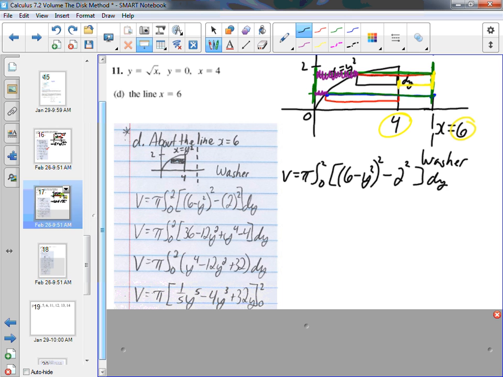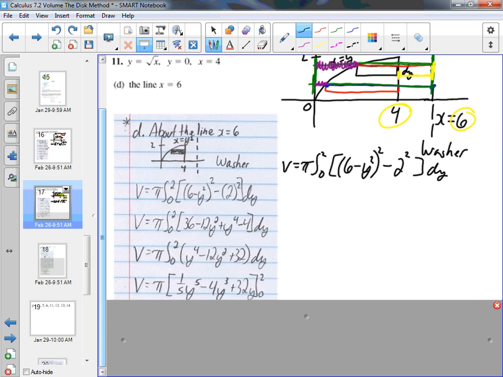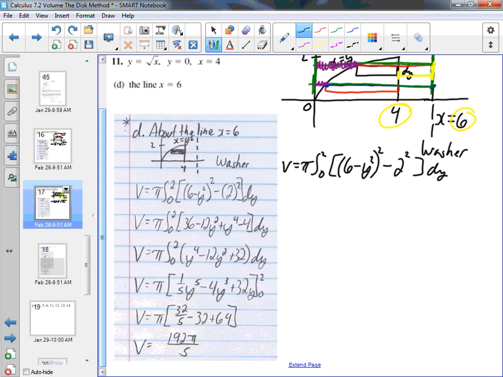All right, so we get pi times then 1/5 y to the 5th minus 4y cubed plus 32y. Fortunately, when we evaluate for 0, we get a 0, so that means really all we got to do is worry about evaluating for the 2. So that's pi on the outside still, 32/5 minus 32 plus 64. And evaluate for y, but it's a 0. And so use your calculator to turn all that into a fraction. You get 192 over 5. So times pi, we get 192 pi over 5.